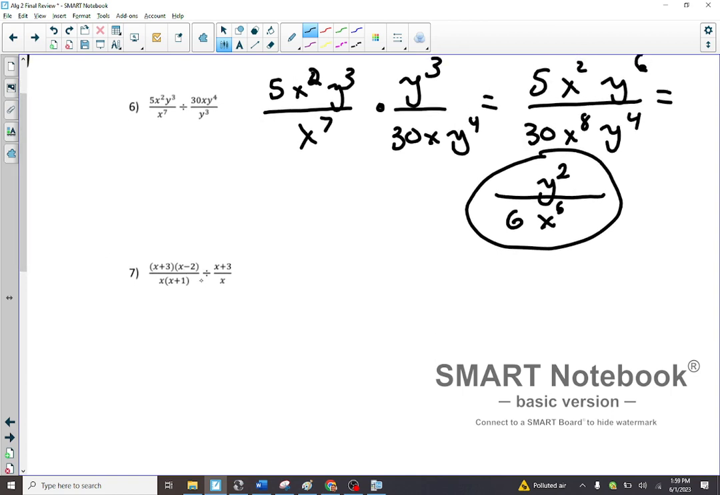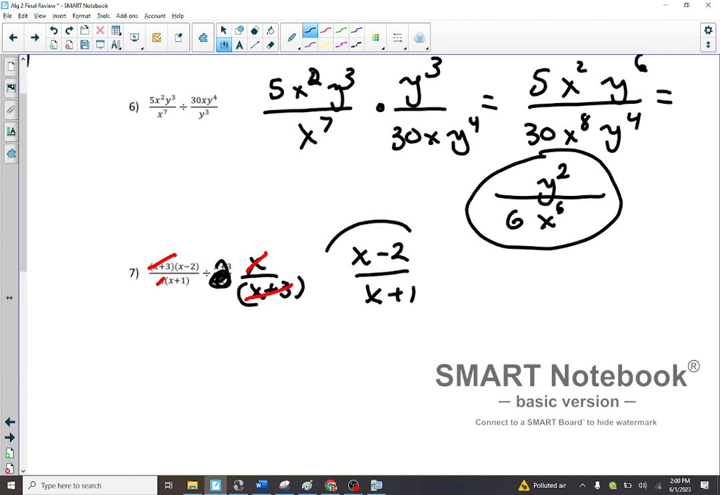All right, next one. Remember, you have to flip. To save yourself time on the test, you could always just cross it out and write x over x plus 3 to make your life a little easier. Yes, pretty much, yes. x plus 3 cancels out. I see an x and an x, that cancels out. So it's just x minus 2 over x plus 1.